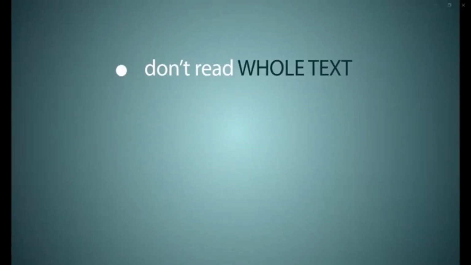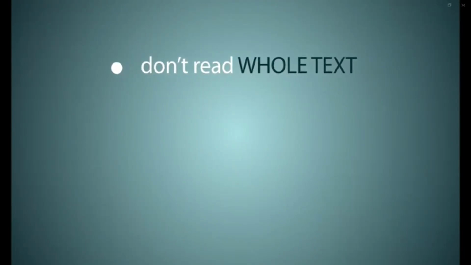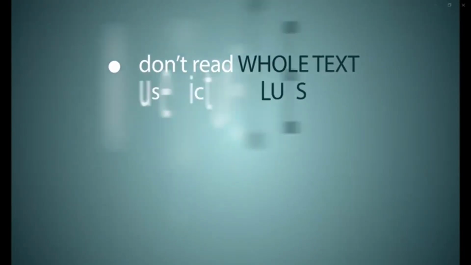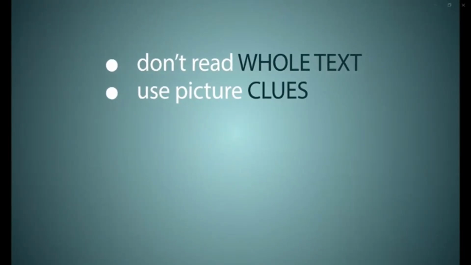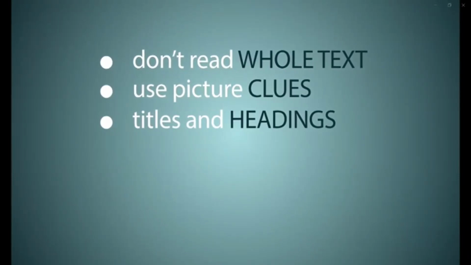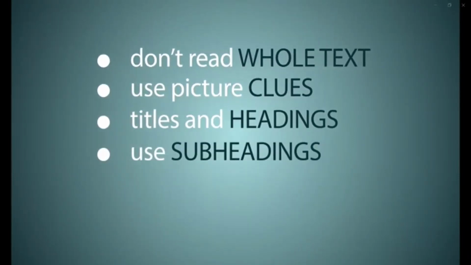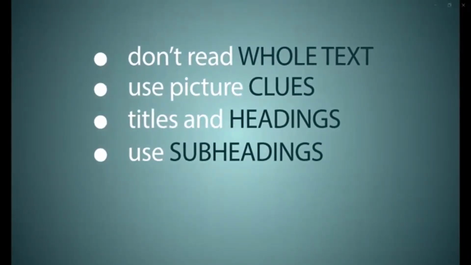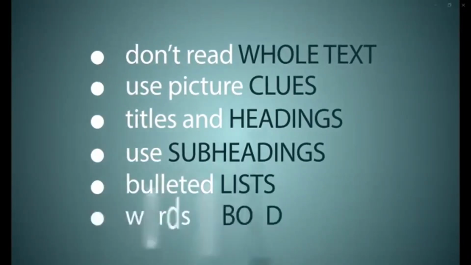How do you skim and scan read? Don't read the whole text word for word. Let your eyes move quickly until you find something you are looking for. Use picture or diagram clues to give you background information. Look at titles and headings. Use subheadings to find specific sections. Look for bulleted lists. Look for words written in bold.